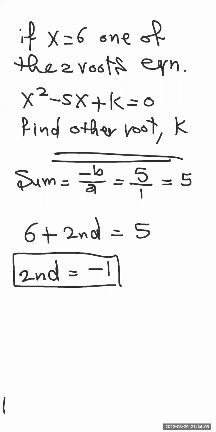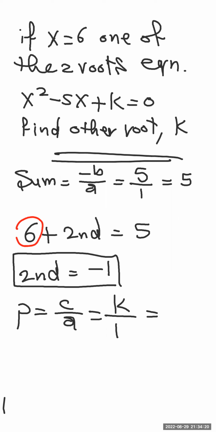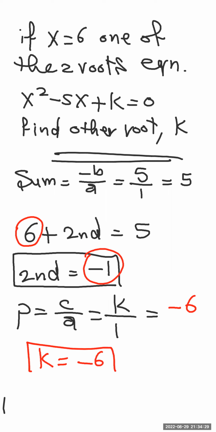So now, it's very easy and simple to get k. Product equals c over a. So product equals k over 1. And the product of the two roots is here 6 and negative 1. So it will equal negative 6. So now k will equal negative 6. That's it. Finished. Second root, k. This question, guys, also clear?